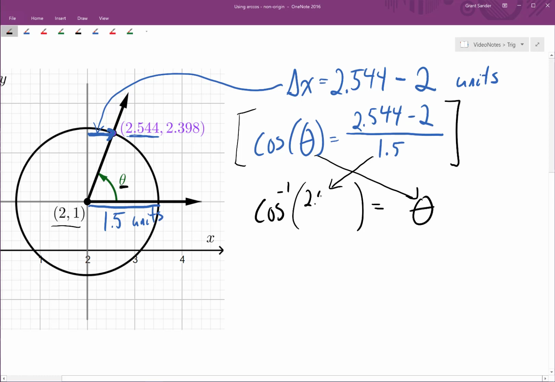So if we swap those around, then theta will be equal to cosine inverse of (2.544 minus 2) all divided by 1.5. And therefore, this is a way for us to determine the value of theta given the location of the terminal point and the center of that circle.